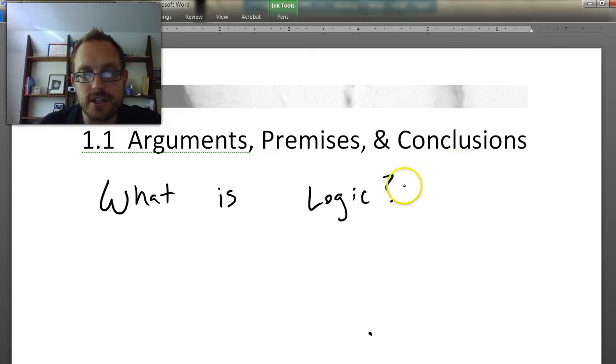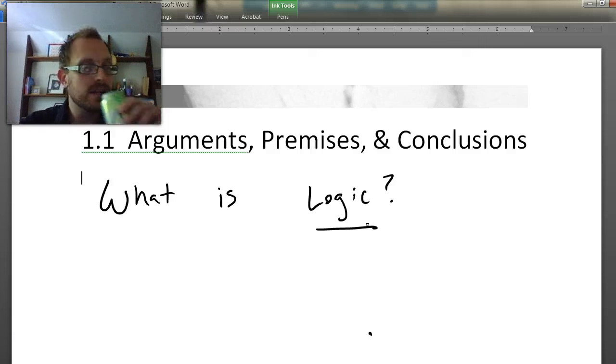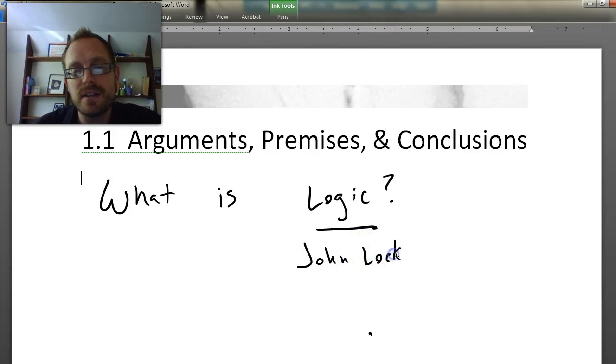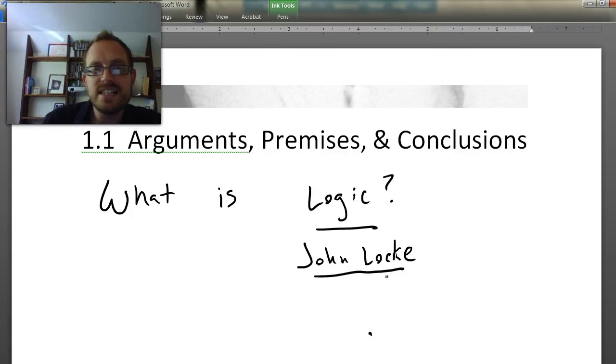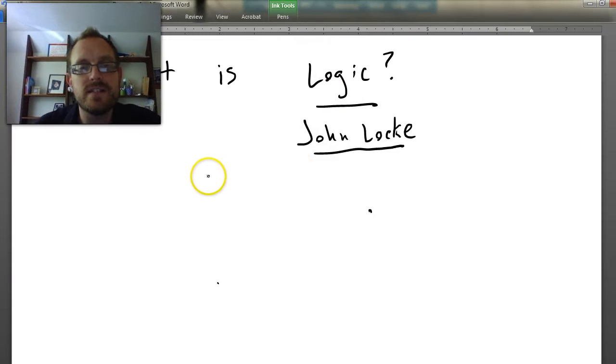What exactly is logic? Even though logic goes back all the way to the ancient world with the writings of Aristotle and even Plato, I think the best quick phrase about what logic is comes from a philosopher by the name of John Locke. Many of you may have heard of John Locke in government or your introduction to philosophy courses. John Locke is a modern philosopher, and he said that logic is the anatomy of thinking, of human thought. And I think that's a great way of thinking about what logic is.